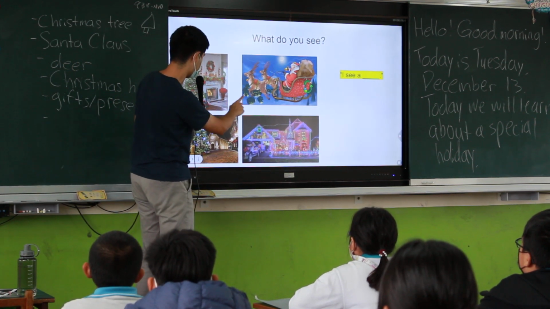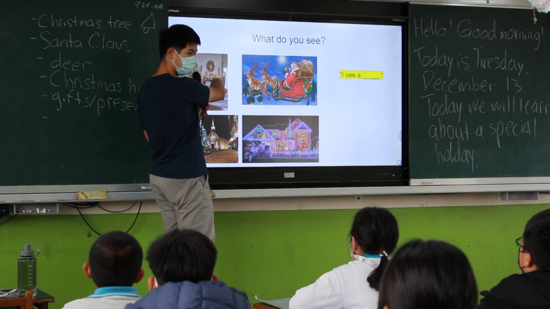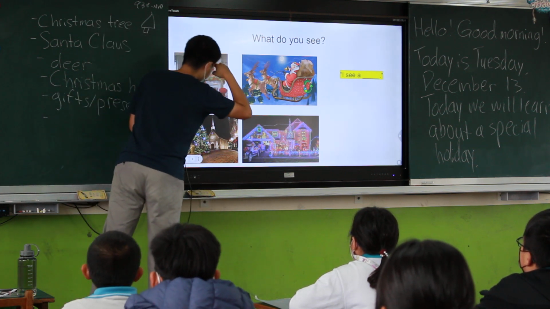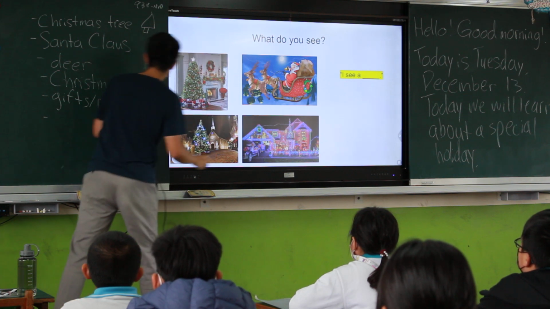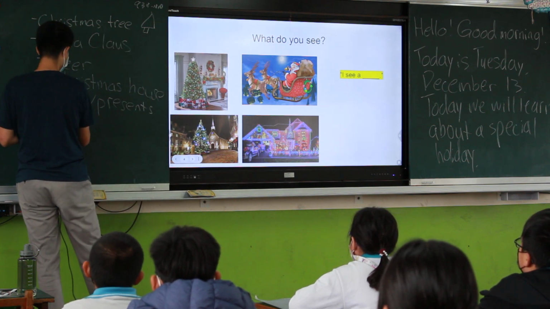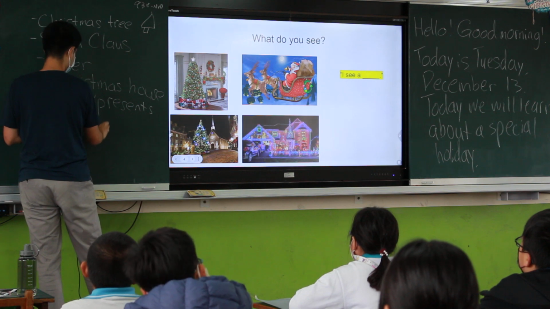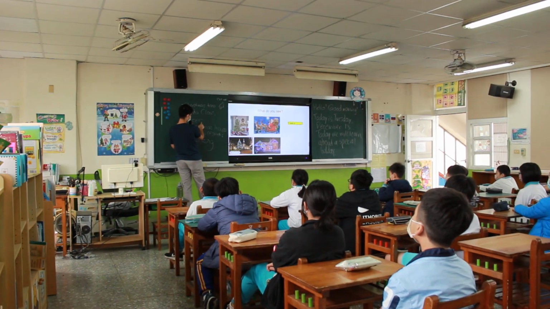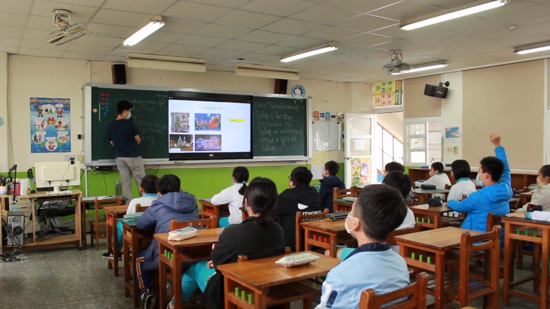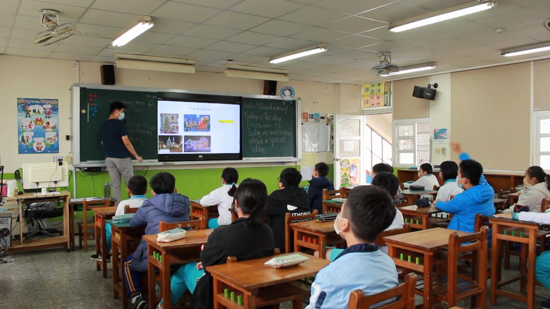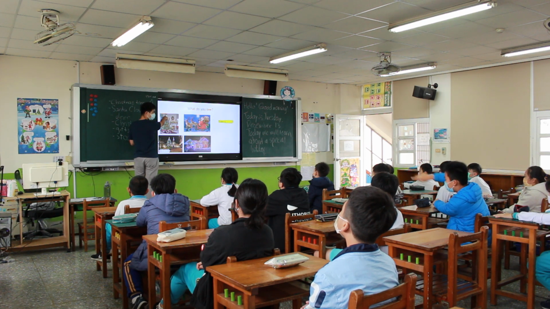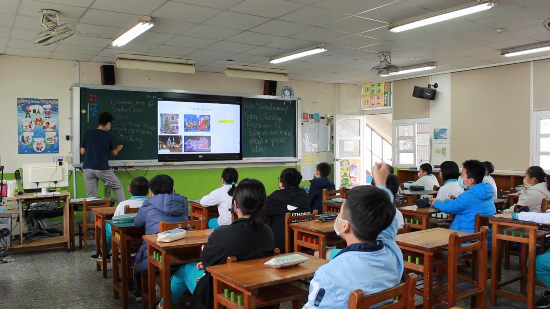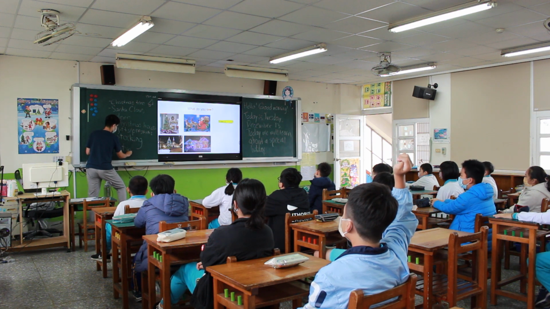You mean, where is it? Here? Stocking. I don't see the stocking, but stocking is a Christmas word that we will see today. That's a good word to hear. Thank you. Okay. So we said Christmas tree, Santa Claus, deer, Christmas house, gifts or presents, and stocking. Yes. Here too is also a stocking. Nice. Thank you for sharing. At the top of the Christmas tree, you might see a star.